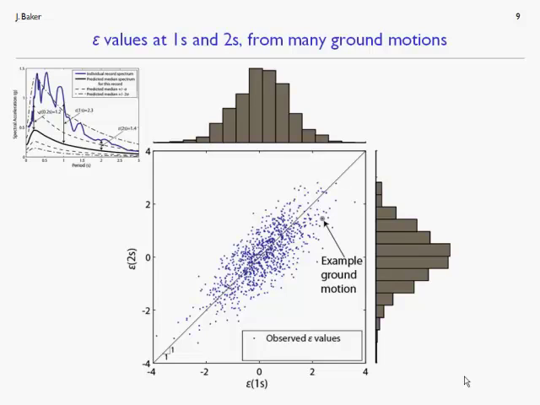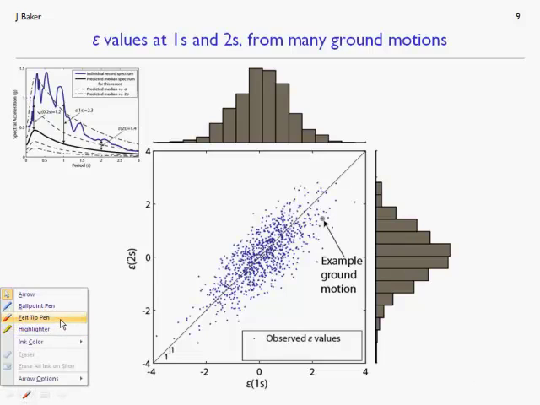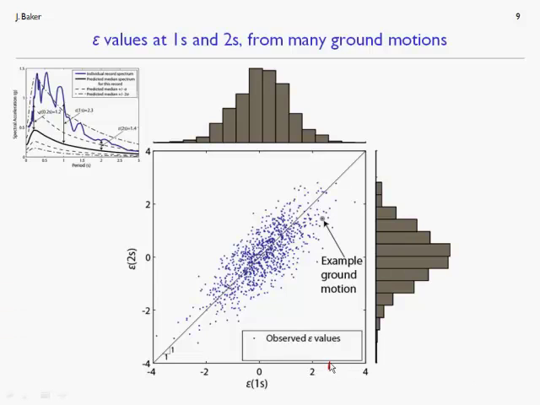Our ground motion we were just looking at had an epsilon of 2.3 at 1 second and 1.4 at 2 seconds. And so if we plot those at 2.3 and about 1.4, we get this particular ground motion right here. And other ground motions have higher or lower epsilon values. And we see that those epsilon values tend to move together, so we tend to have either high epsilon values at both periods or low epsilon values at both periods, but it's not a perfect dependence between these two values.